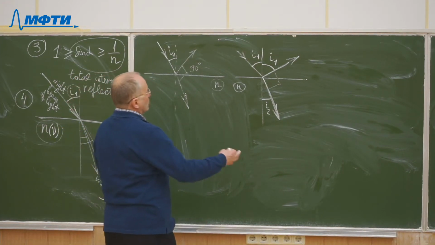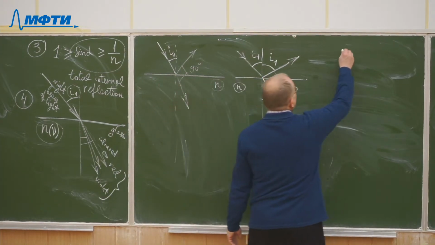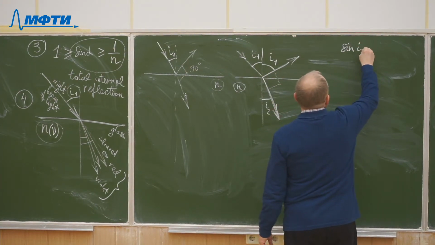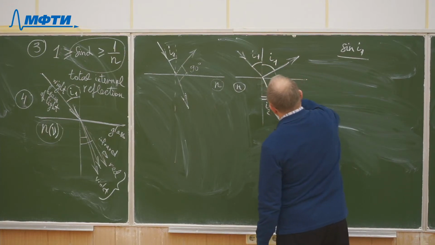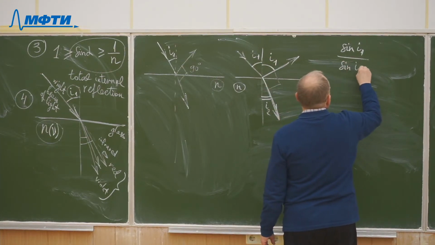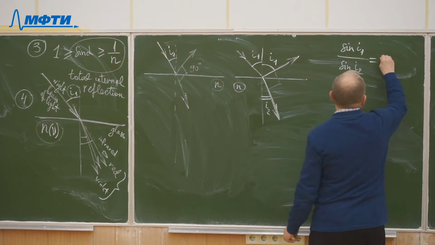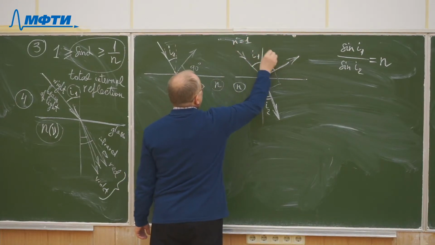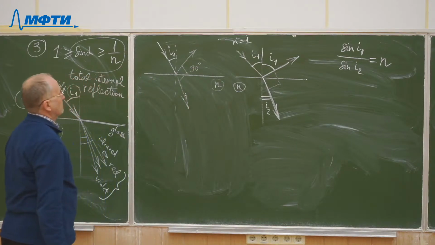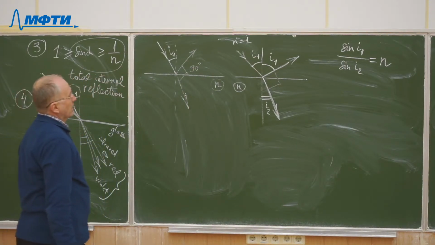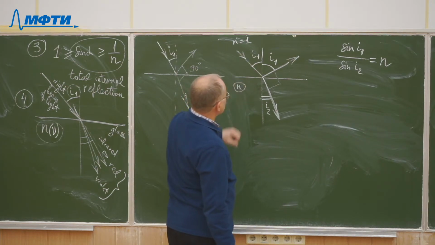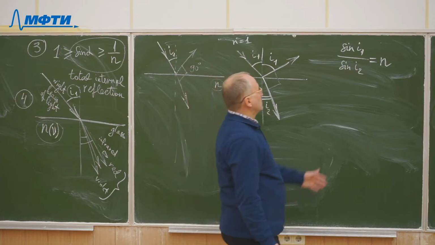So, what do we know about this situation? First of all, certainly we know Snell's law, which is applicable in this case. So sine I1 divided by sine I2 equals n, if the refractive index of the upper part is unity, which is the case here. So this light beam comes from vacuum or from the air and goes into some medium with the refractive index n. This is the first thing we know.